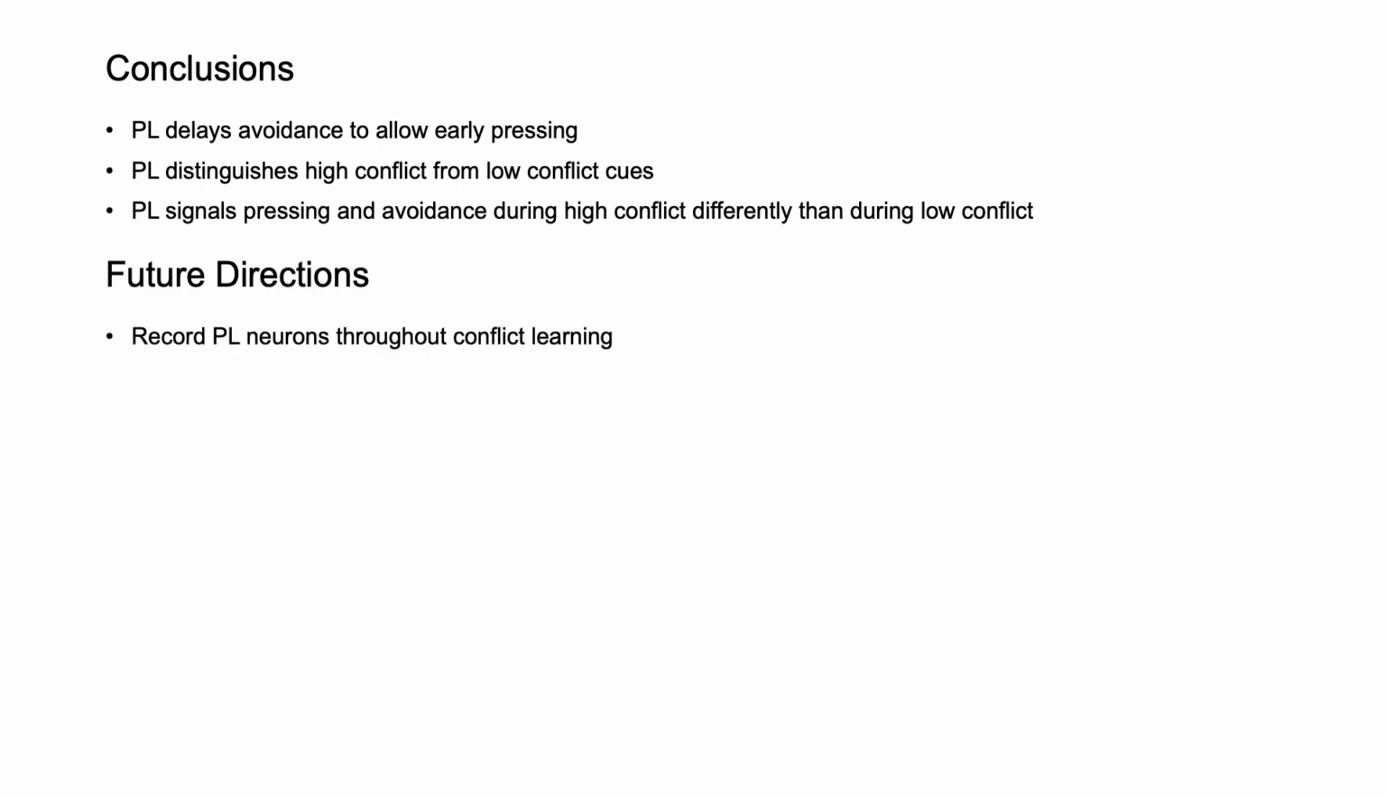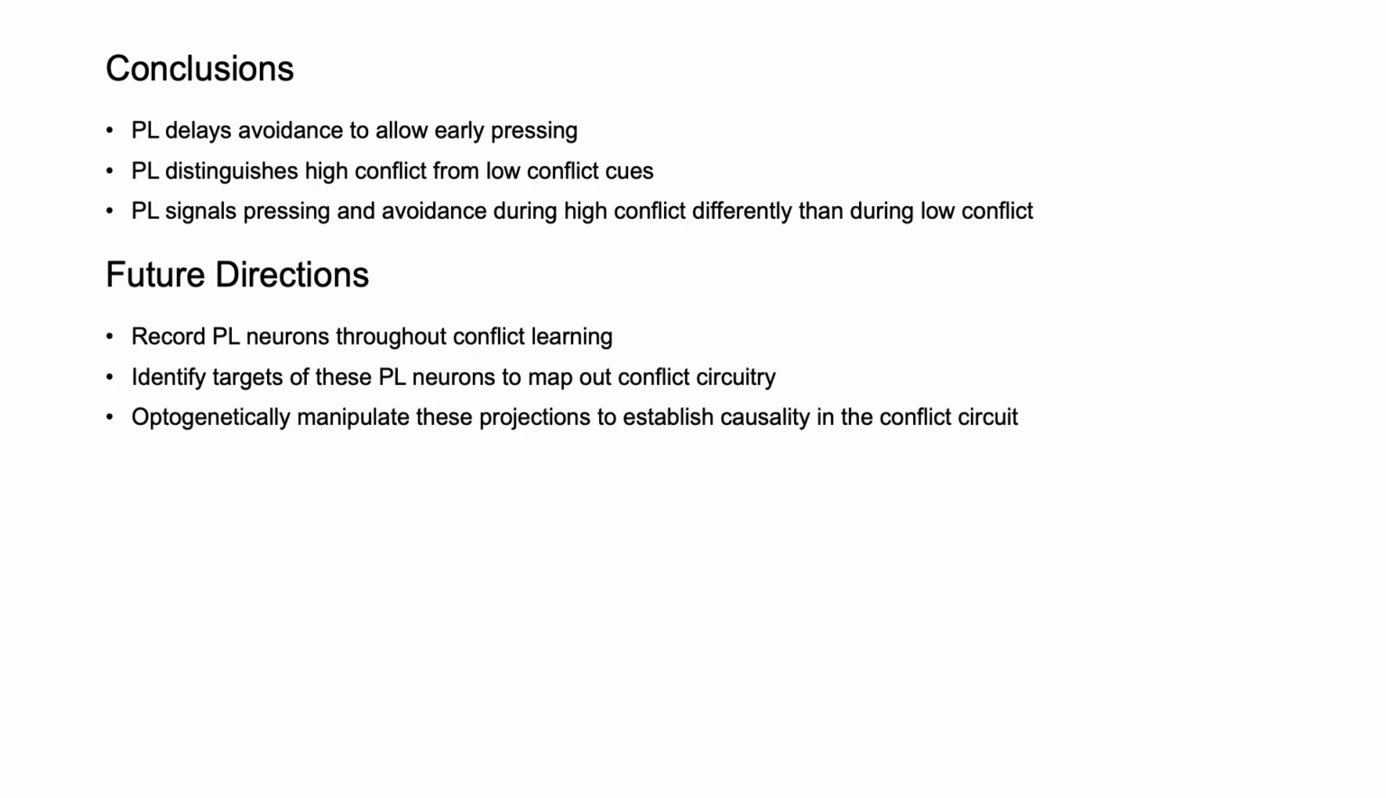Now, future directions of this would be to record PL neurons throughout conflict training to see how they're learning to resolve this conflict. After that, we will want to identify targets of these PL neurons to map out this conflict circuitry. So, where are these neurons going? And then optogenetically manipulate these projections to establish causality in the conflict circuit.